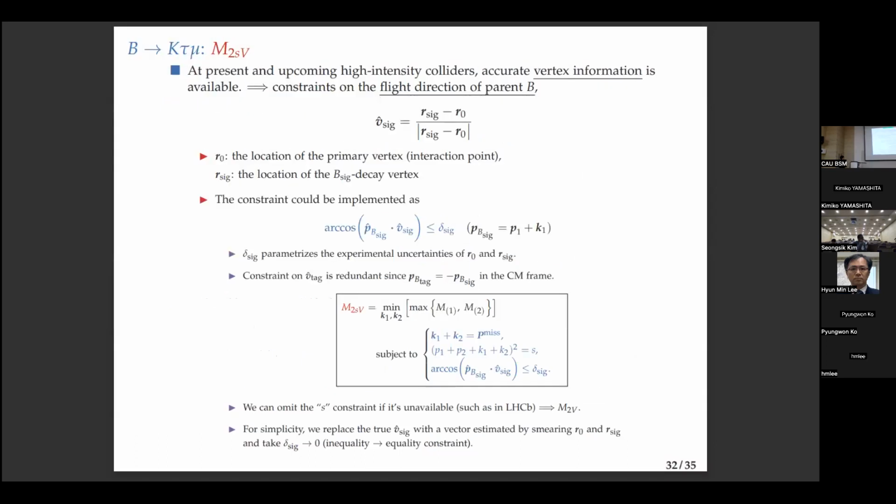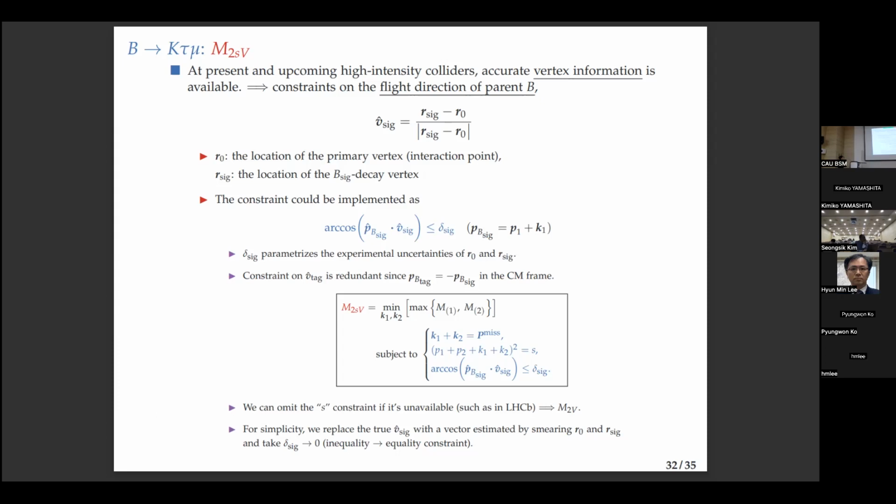So instead of these on-shell relations, we can add the vertex constraint, the definition of S2 equal to S3. And in the case of NFSB, the scale of S is not fixed, so we can omit this S constraint. So in this case, we can call this definition of M2 to be M2 free.